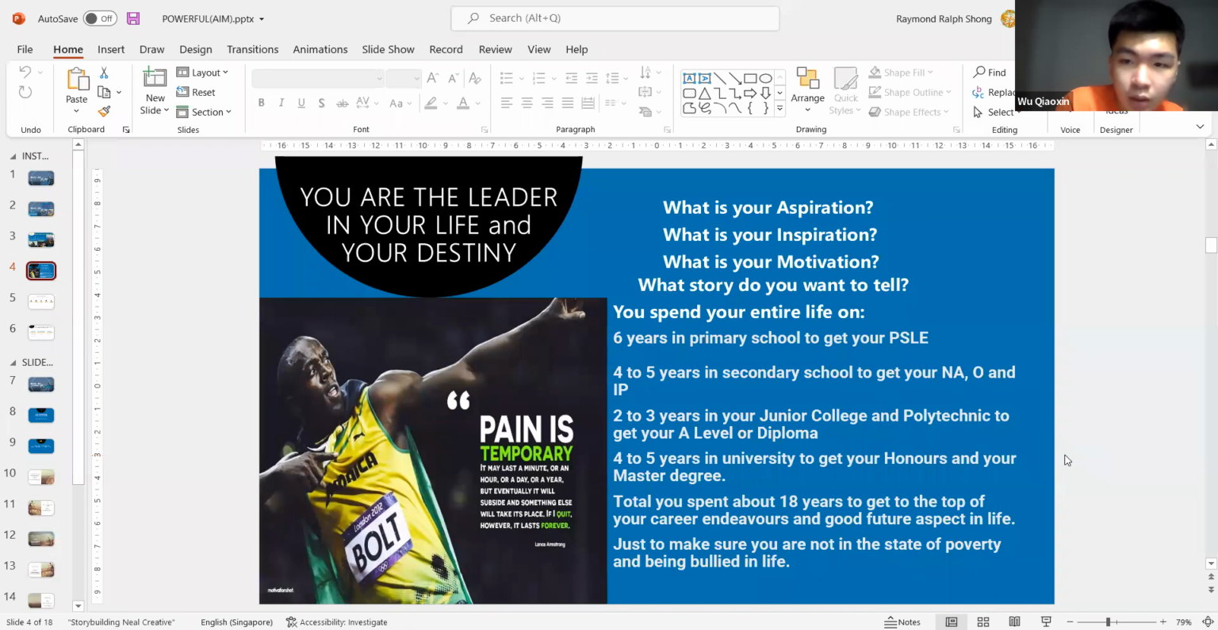What's your aspiration? What's your inspiration? What's your motivation? What story do you want to tell? You spend your entire life on 6 years in primary school to get your PSLE, 4 to 5 years in secondary school to get your N-level and IP, 2 to 3 years in junior college and polytechnics to get your A-level or diploma, 4 to 5 years in university to get your honors and your master's degree. In total, you spend about 18 years to get to the top of your career endeavors and a good future in life, just to make sure you're not in a state of poverty and being bullied in life.